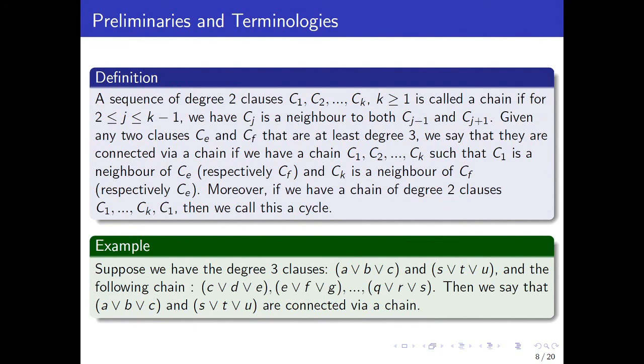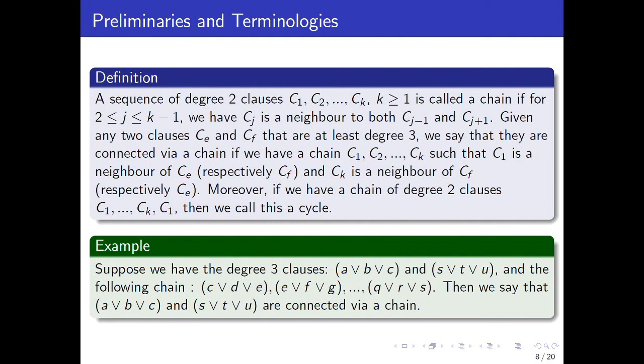Next, we call a sequence of degree 2 clauses C1 to Ck, k being at least 1, a chain if for j being at least 2 and at most k minus 1, Cj is a neighbor to both Cj minus 1 and Cj plus 1. So therefore, Cj is a neighbor to the clause before it and after it.